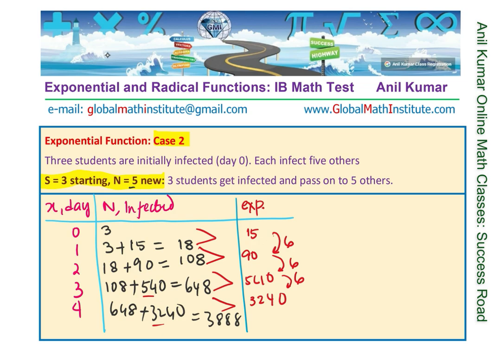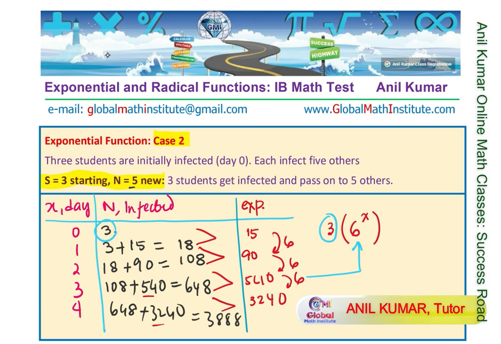So how do you write this particular equation? Well, initially it is 3. So if I write 6 to the power of x, then when x is 0, I get just 1. But I need 3. So I have to multiply this by 3. You get the idea. So this particular ratio is the base, and 3 is the starting number. And that is how we can actually form our model. I hope that makes sense, right?